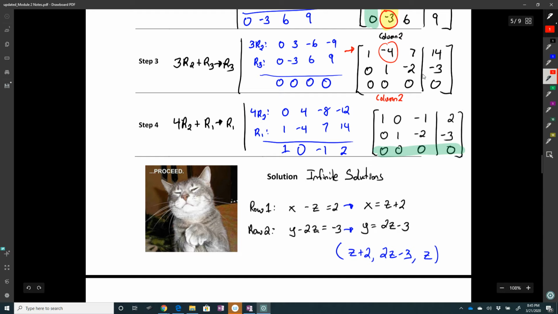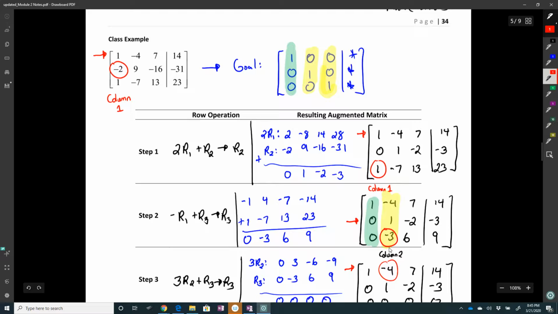What it's saying is that there's only one variable that can be anything, and that's z. If z is anything, then y has to be whatever that is, twice that, minus 3, and the x value has to be whatever it is, plus 2. All right, so that's one example. Let's do the next one.